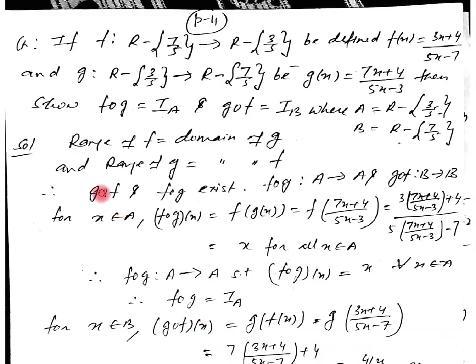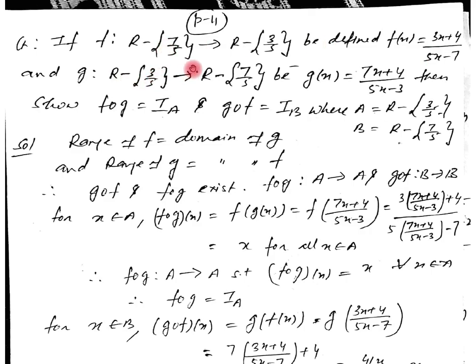Now let us take another question. The function f is defined from R minus 7/5 to R minus 3/5, defined by f(x) equal to (3x + 4) upon (5x - 7). This shows that x cannot be equal to 7 by 5.